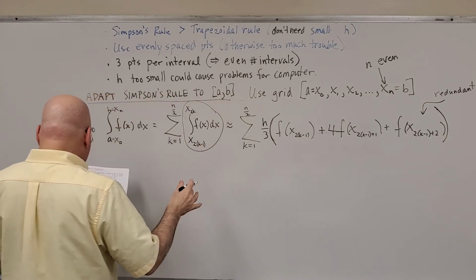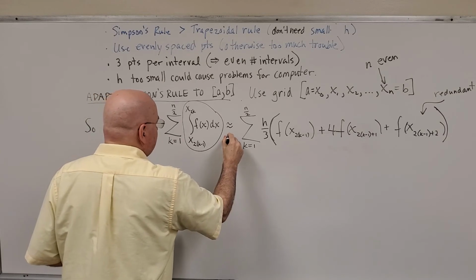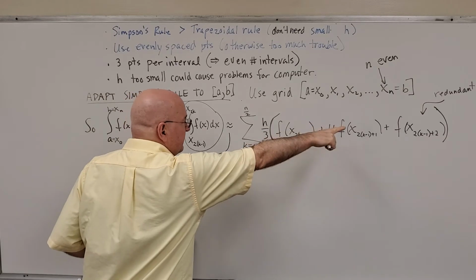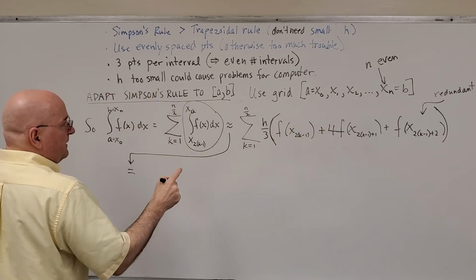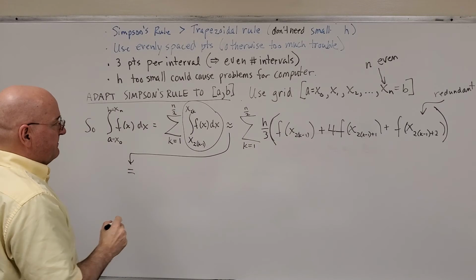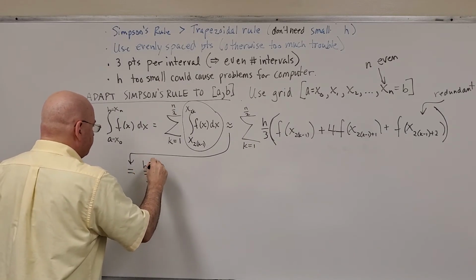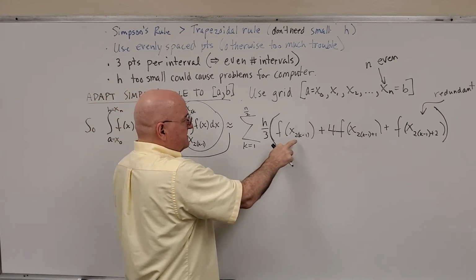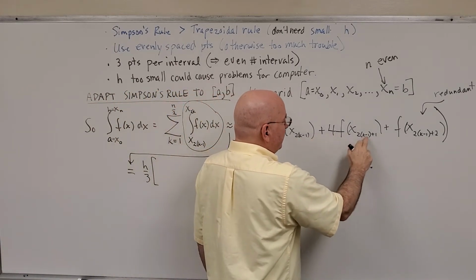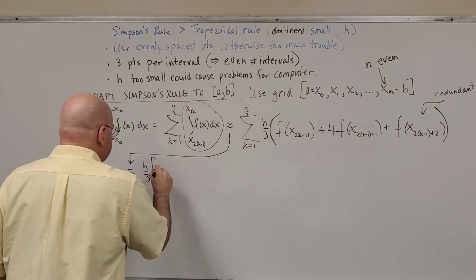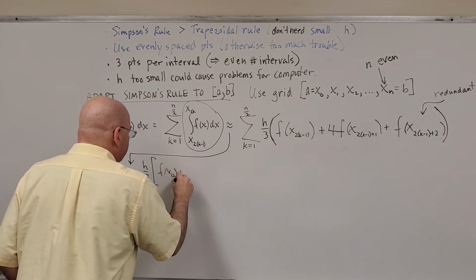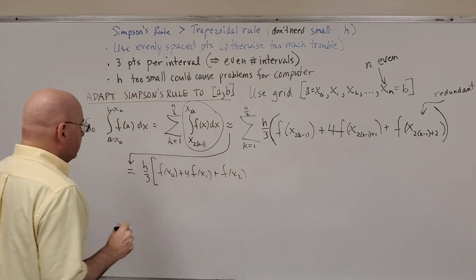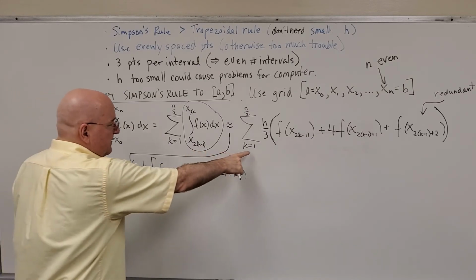Because I've got a fairly long line that I want to write, I'm going to bring this down and put an equals right here. So this thing right here is equal to, let's see, if I want to get rid of this summation, it's going to be h over 3. And then remember, when k is 1, this is x sub 0, x sub 1, x sub 2. So I'm going to get f of x0 plus 4 f of x1 plus f of x2. These three terms are just when k is equal to 1.